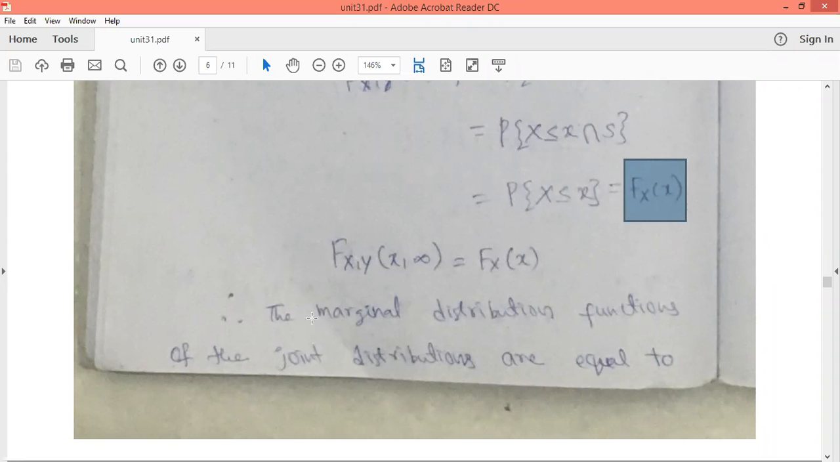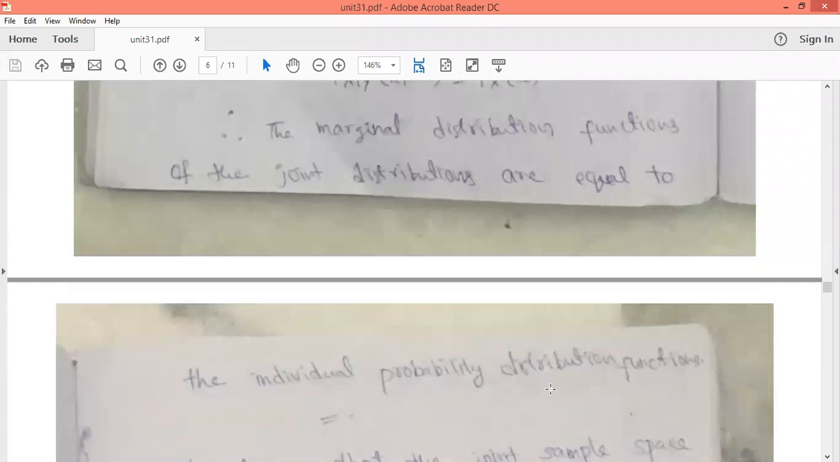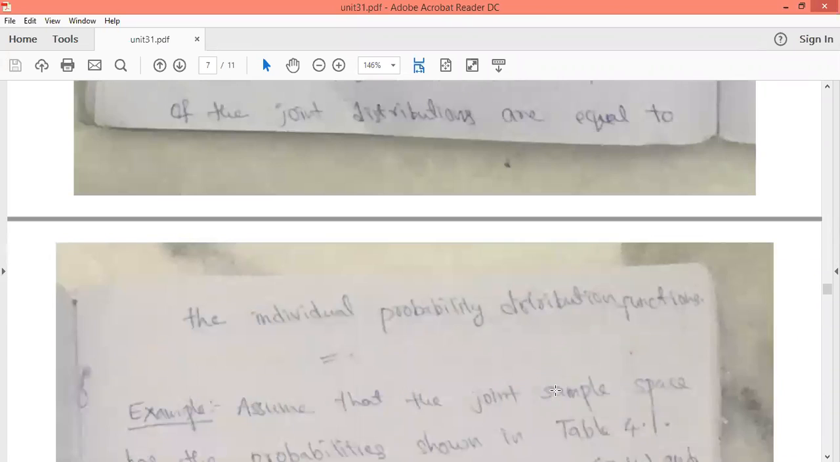Okay, so therefore the marginal distribution functions of the joint distribution function are equal to what? The marginal distributions of the joint distribution function will be equal to the individual probability distribution functions. Okay, so this is our sixth property. Okay, these are the properties of the joint probability distribution function.